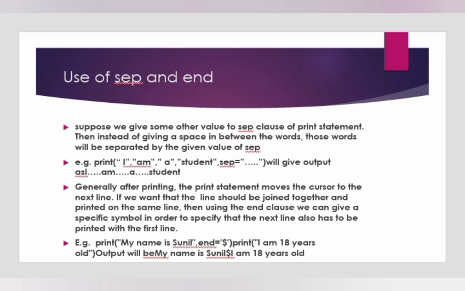So generally after printing, the print statement moves the cursor to the next line. Generally it is the nature of print. But if we want that the next line should be joined with the previous line, then we can make use of the end clause which is present inside the print. So in the last example, you can see print my name is Sunil, comma end is equal to dollar, and then again we are writing print I am 18 years old. So you can see yourself in the last output how the output has come. My name is Sunil, dollar, I am 18 years old is being printed on the same line along with my name is Sunil.